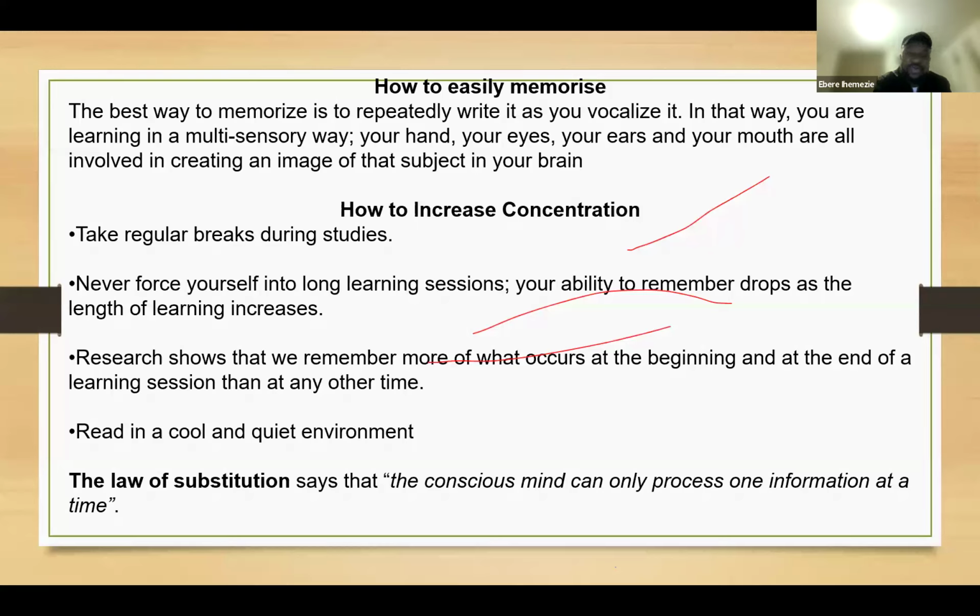And I just put this law of substitution here that says the conscious mind can only process one piece of information at a time. So it boils down to what I said earlier about getting organized. Having a to-do list and setting a goal, doing one thing at a particular time. You will never find me going to read during my undergraduate days with two different subjects. If I'm going to read, I know it is this course, this topic I'm going to address, so that my mind will be fully focused on it.